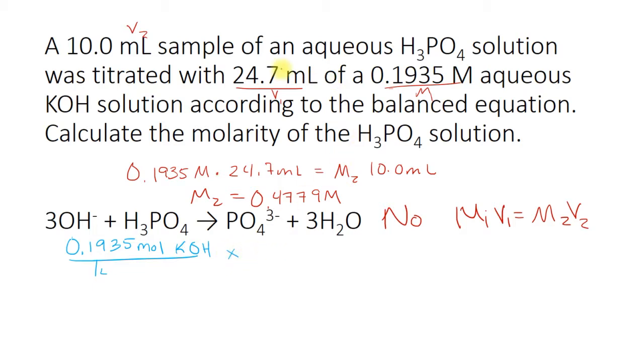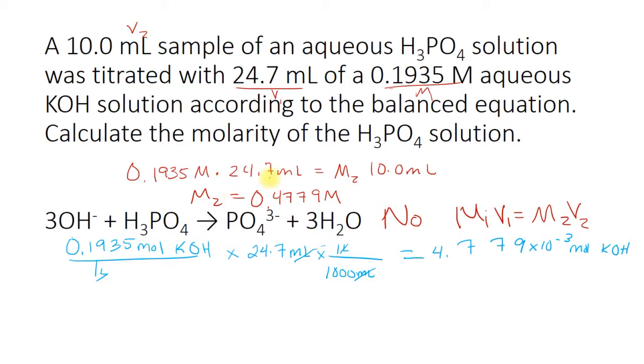So I look for where they're connected. So 24.7 milliliters of this. So that's why it's multiplying, because it has that word "of." But it's in milliliters, and that's not going to cancel with my liters. So I'm going to go ahead and convert. This way milliliters cancels and liters cancels. And we get just moles of KOH from this. So our calculator says the answer is 4.779 times 10 to the negative 3 moles of KOH.